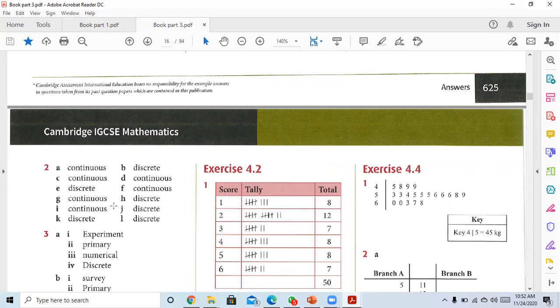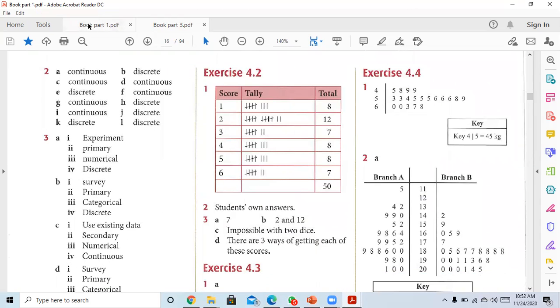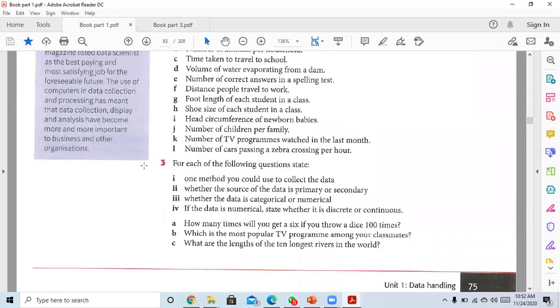Okay, so I already told you all this. So kindly take that picture and solve it by yourself. Try to do it yourself. That is so easy. For each of the following questions, give one method that you can use to collect the data.